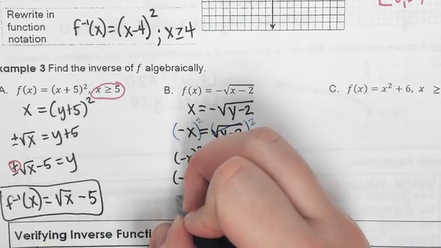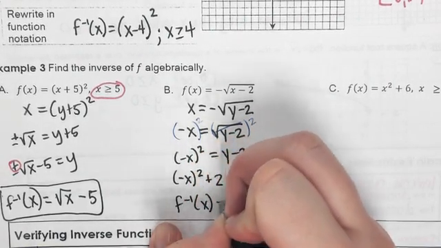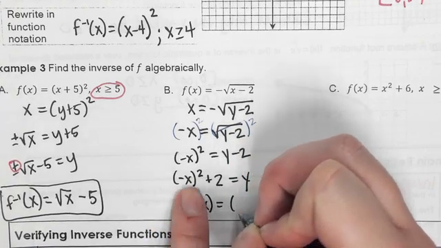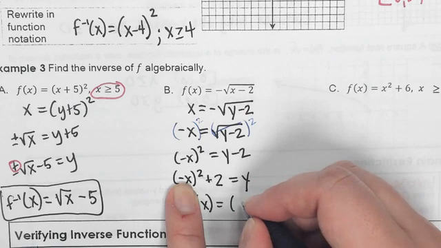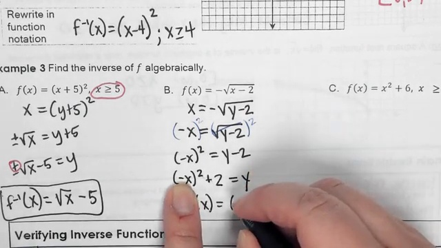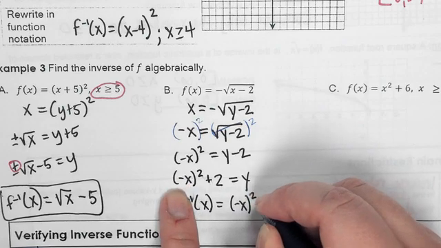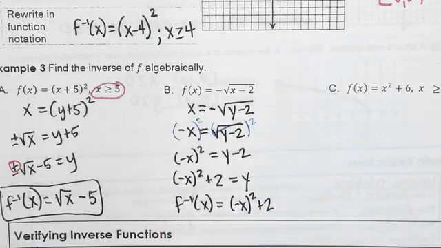Okay, so inverse. By the way, if I'm squaring negative x, it's the same as x squared, but I'll just leave it like this for consistency. Okay.